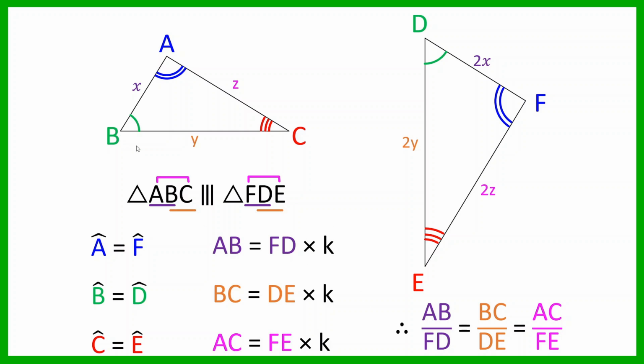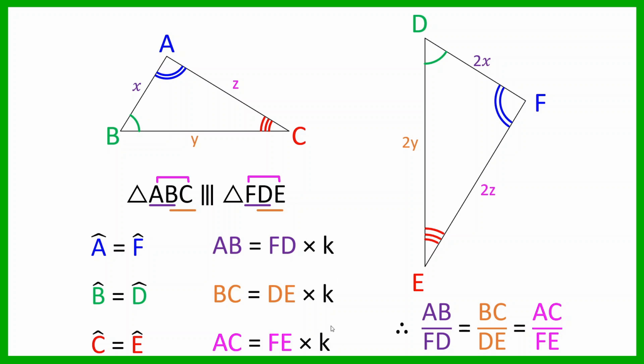In this example over here, if you look at them, I've got X and 2X, Y and 2Y, Z and 2Z. So my proportionality constant for this example would be 2, because if I multiply each side in this triangle by 2, I will get the length of each side in this triangle. So my proportionality constant is 2.